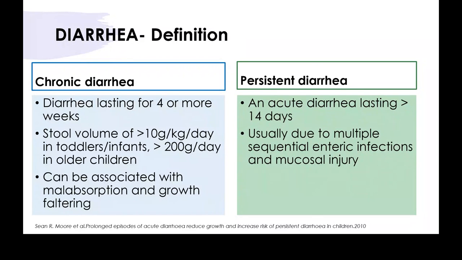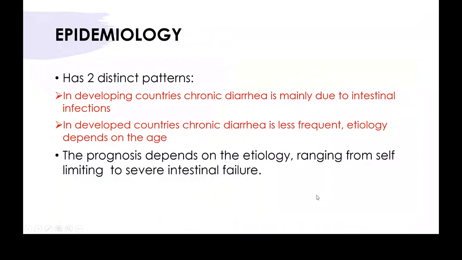Right. So when you speak about the epidemiology, chronic diarrhea has 2 distinct patterns. If you look at the epidemiological data in developing countries, chronic diarrhea is mainly due to intestinal infections. Whereas in developed countries, it is comparatively less, and the etiology depends on the age. Earlier I said that persistent diarrhea is usually due to infections, whereas in developing countries, even chronic diarrhea can be due to intestinal infections.